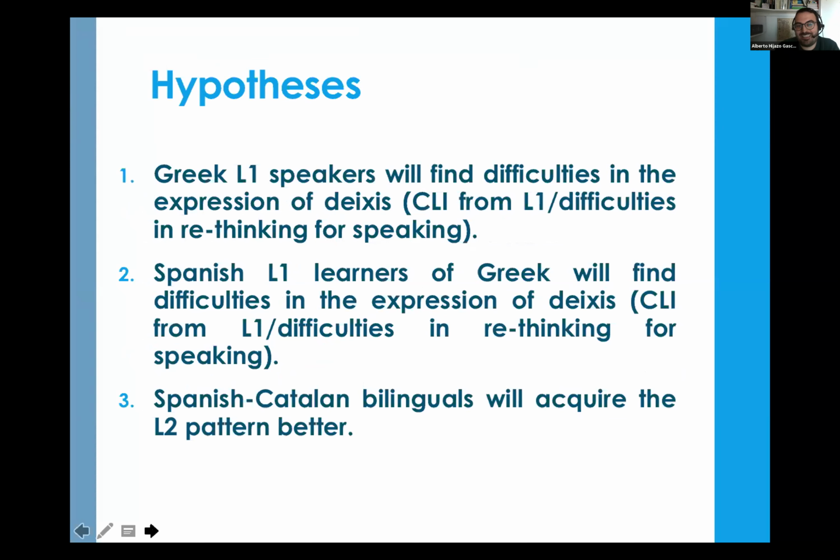And we think that Spanish-Catalan bilinguals will acquire the pattern better than the Spanish monolinguals, because their pattern in one of the languages that they speak coincides with the target language pattern.